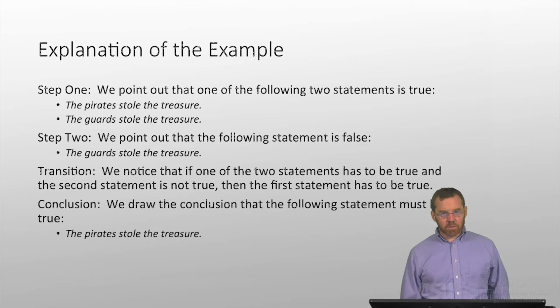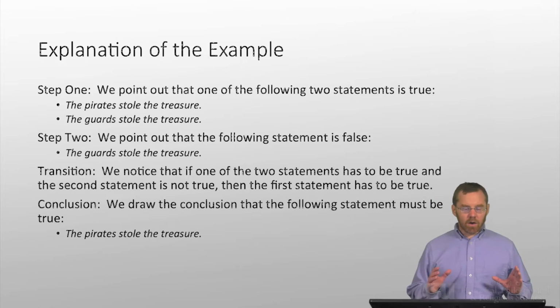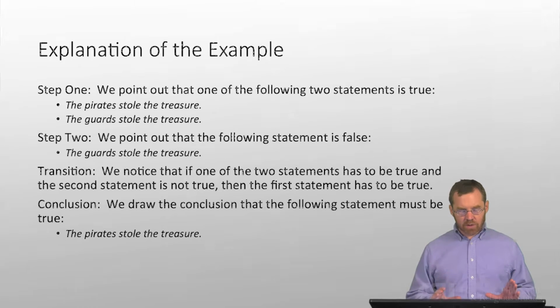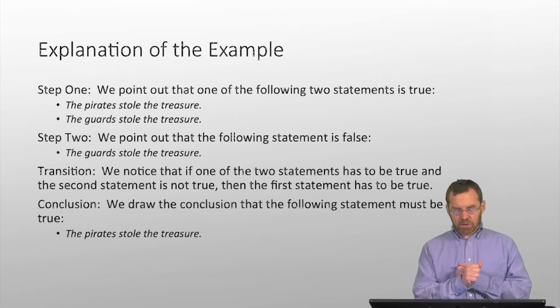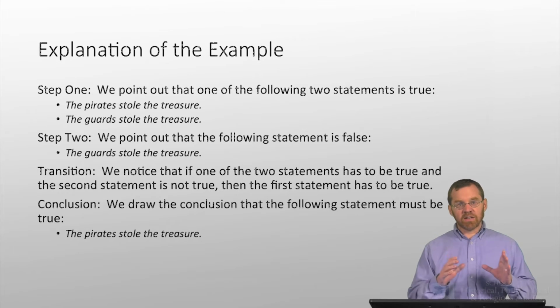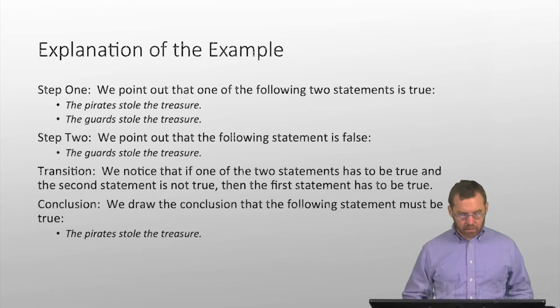So let me explain how this works. Our argument said the pirates stole the treasure or the guards stole the treasure. The guards did not steal the treasure, therefore the pirates stole the treasure. Here's what it's basically doing. It starts by saying that one of the following two statements is true. That's what the first premise told us. The pirates stole the treasure, the guards stole the treasure. It's telling us one of those things has to be true.